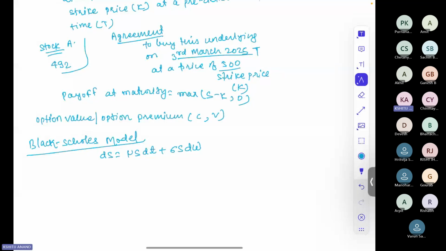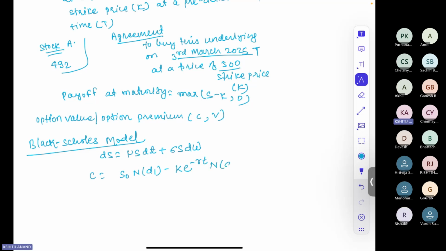And then they do a lot of derivation and all the steps, and then they come to the price of the call option, which is C is equal to S naught, which is the initial price of the stock at the time you are entering into the agreement, times N(d1), minus K e to the power minus rT times N(d2), right? Okay. And d1 and d2, obviously, I will be writing the formula for d1 and d2. What is C? C is the price of the call option, right?